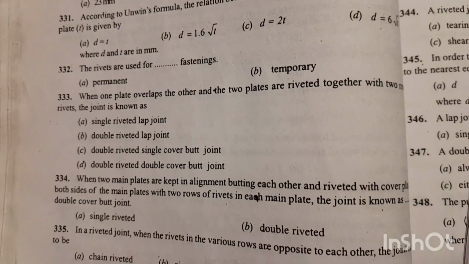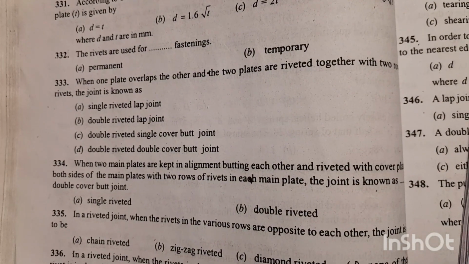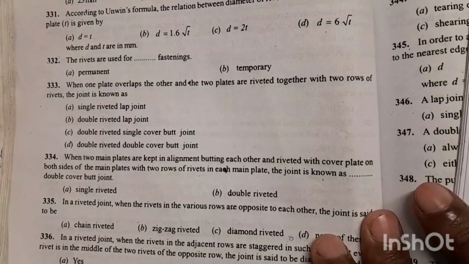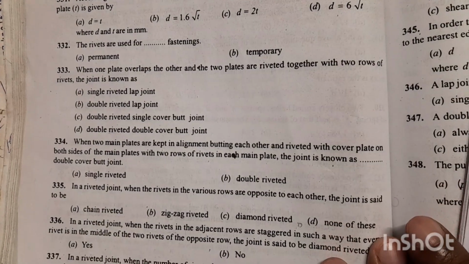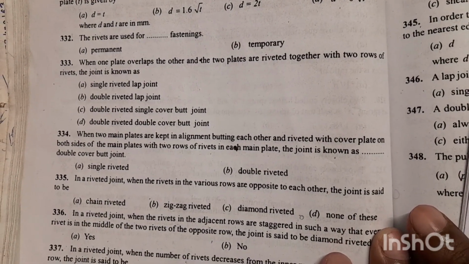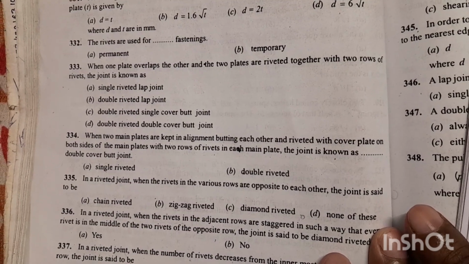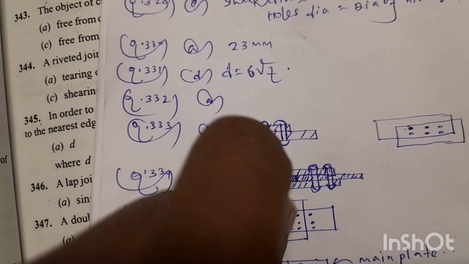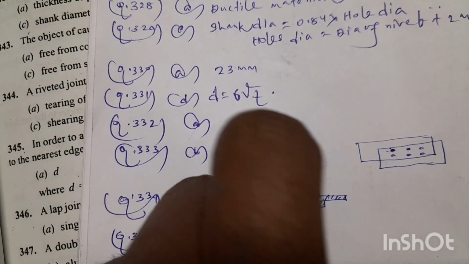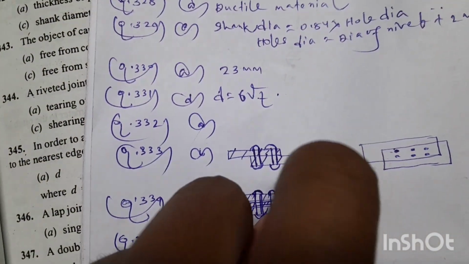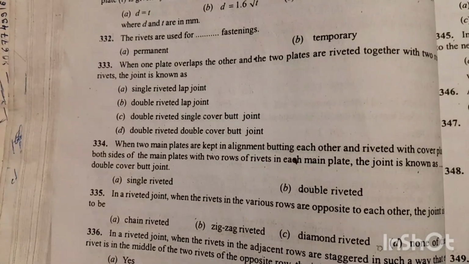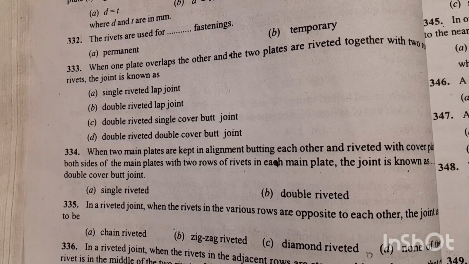Next question 334. When two main plates are kept in alignment, butting each other and riveted with cover plates on both sides of the main plates with two rows of rivets in each main plate, the joint is known as single riveted double cover butt joint or double riveted double cover butt joint. These are two main plates butting each other and two cover plates are connected by the rivets, and this joint is known as double cover double riveted butt joint. So option number B is the right answer for question number 334.